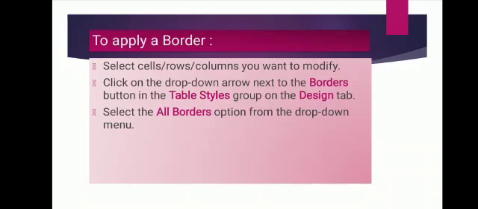When you click on the border button, an arrow is given after that. Then the table style will open. Then select the all borders option from the drop down menu, and the border will be applied on the selected cell, row or columns. Now simply select the cell, row and columns you want to modify. Then with the help of the border button, you will select the border of your type, and then it will change.